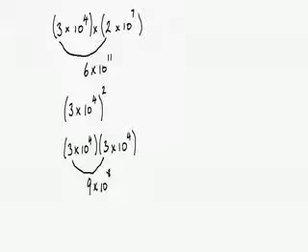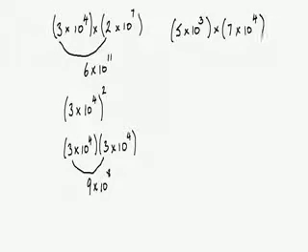Okay, so let's say we've got 5 times 10 to the power of 3 times 7 times 10 to the power of 4. Okay, so we know the easy bit, like with like. So 5 7s, 35 times 10 to the power of 3 times 10 to the power of 4. 3 plus 4 is 7.